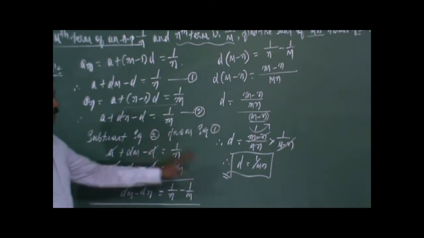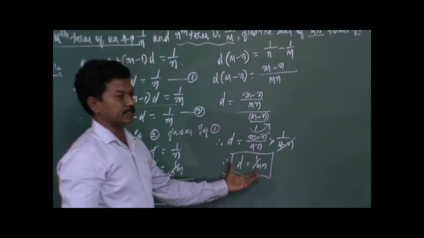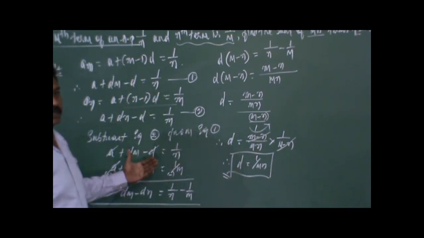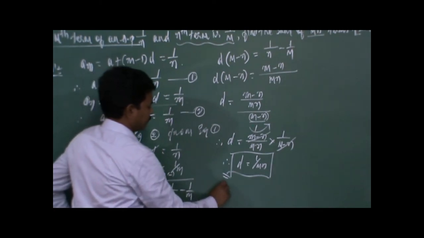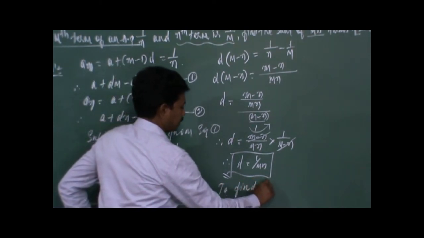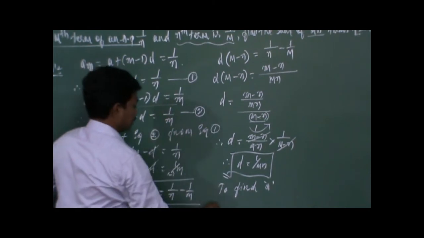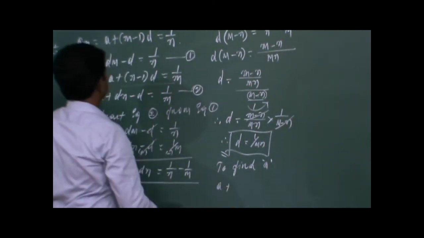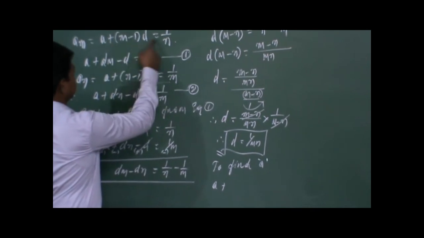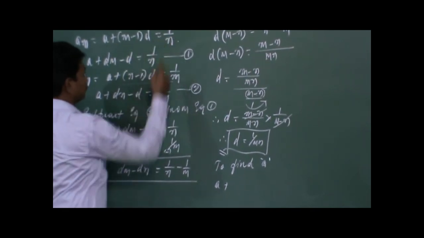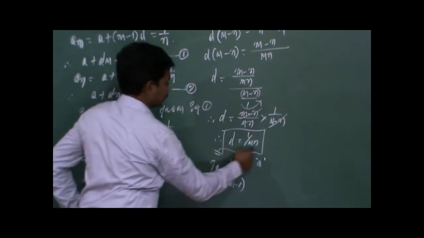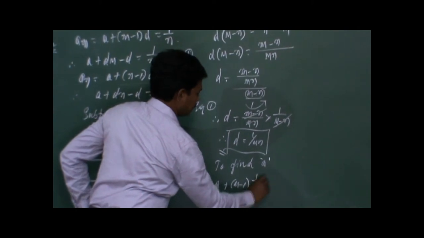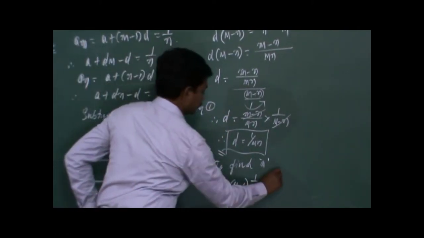So using this d value, we will substitute this d value in equation 1 or equation 2. Hence we will find out the value of a. We will take equation 1 here to find a. So a plus m minus 1 into d is equal to 1 by n. m minus 1 into d, d stands for 1 by mn.